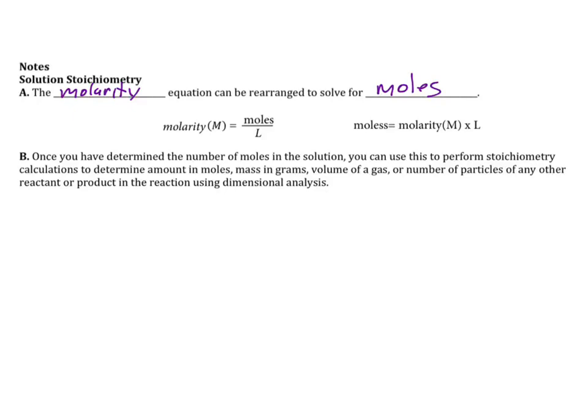All right, let's go ahead and go over these solution stoichiometry notes. And this is the stoichiometry part of this unit. It's very easy. The thing we need to keep in mind is that the molarity equation can be rearranged to solve for moles. And once you have moles of one substance, you can convert to moles of another substance. And so that is how you do that.